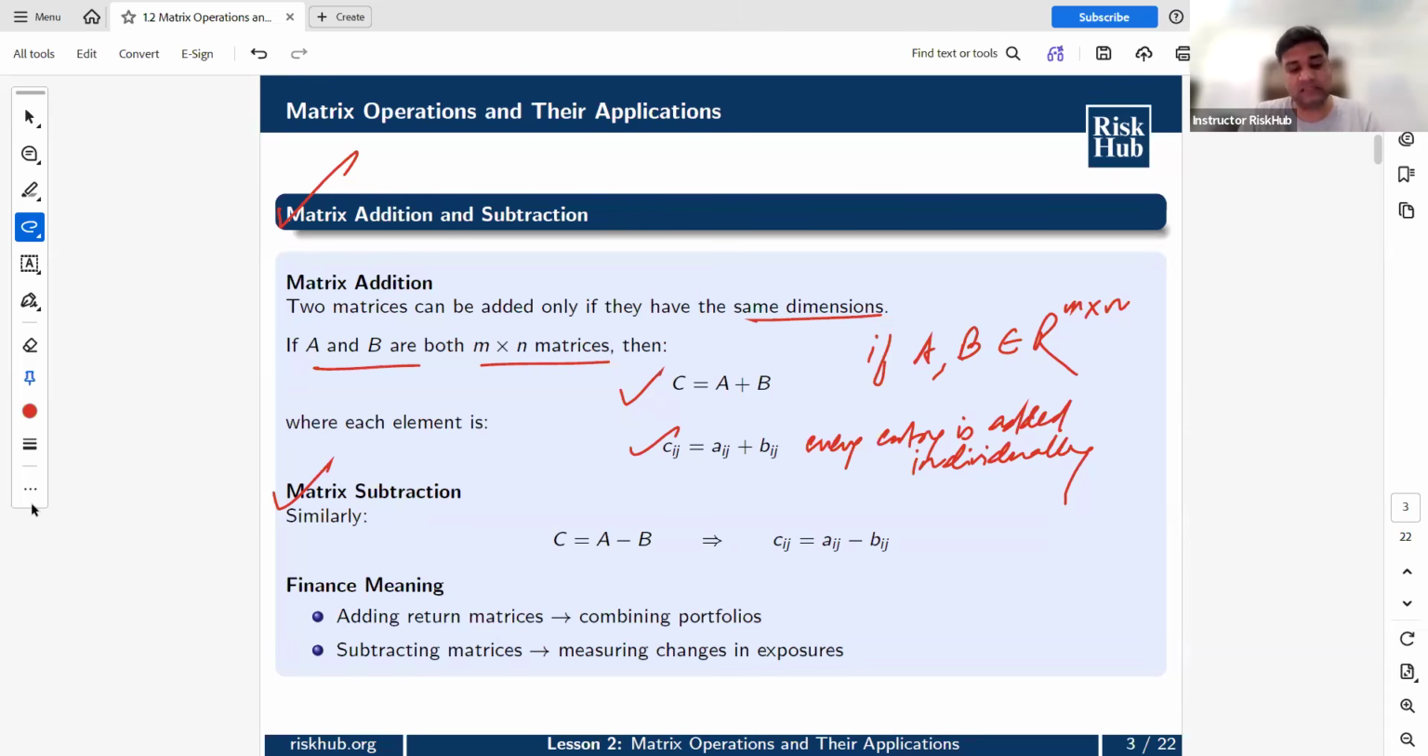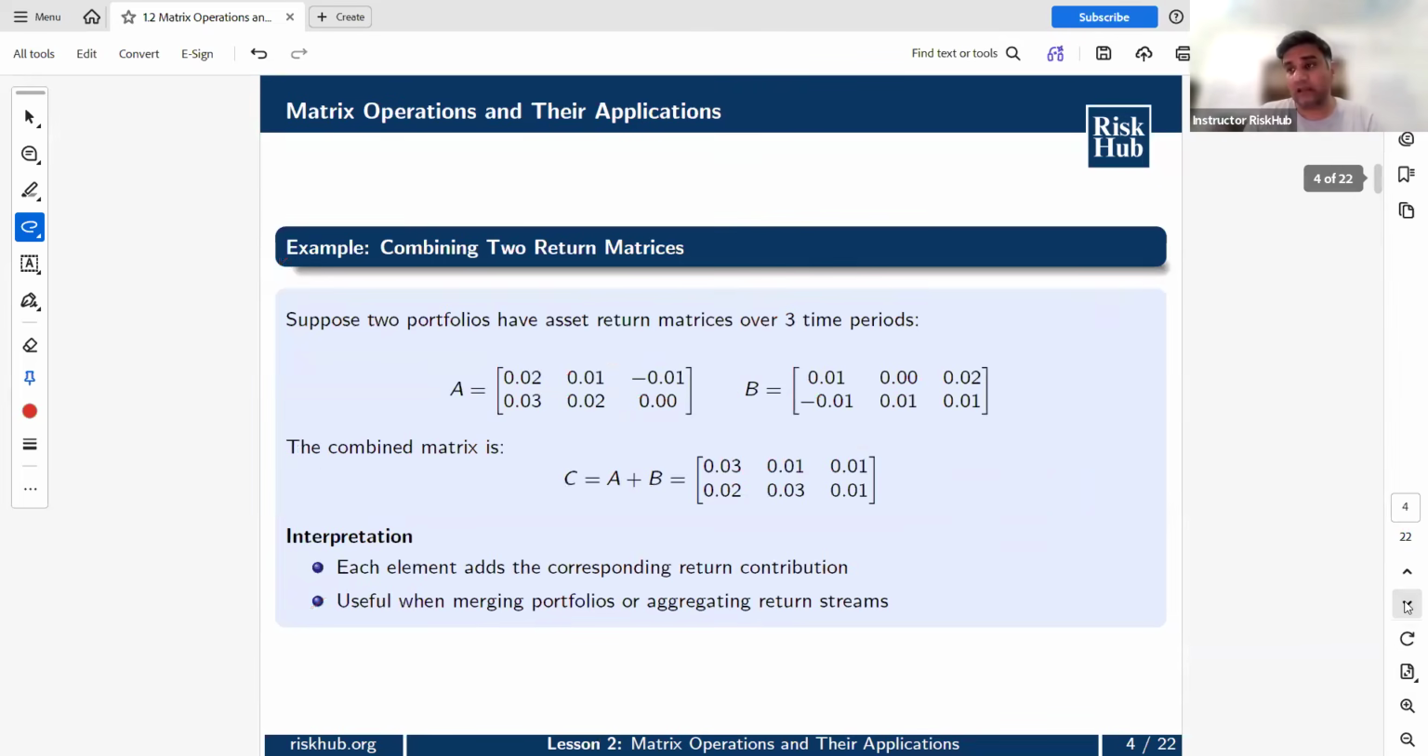Important insight here is that addition looks simple, but conceptually it introduces your vector space, your linearity, your superposition. And this idea later becomes crucial in your factor models, your PCA, eigenvectors, your machine learning, right? Which we need to understand. Okay. So remember this part. With this understanding, we go to the next slide, right?